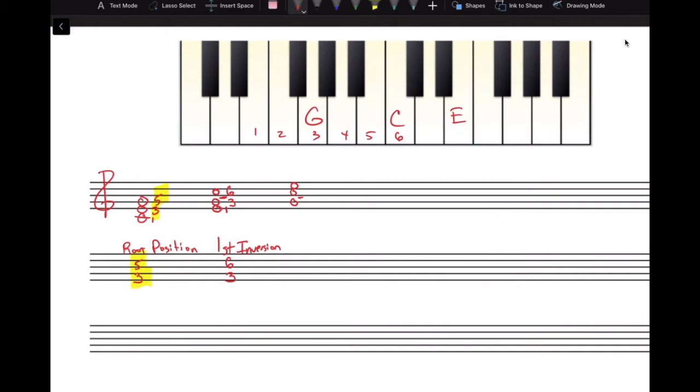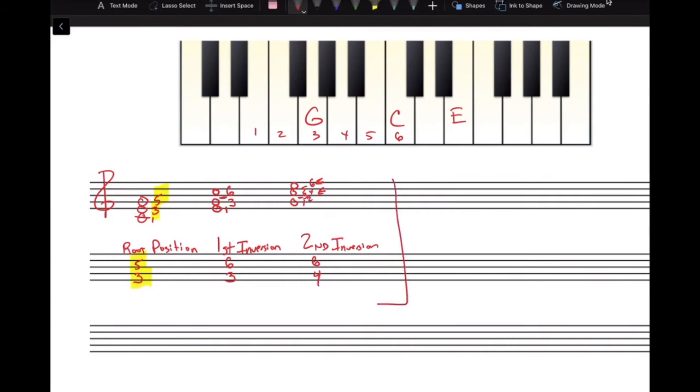Okay. Now, with G as your bass note, make that 1. 1, 2, 3, 4, 5, 6. So you have a 6 and you have a 4. The second inversion is known as a 6, 4. Okay.